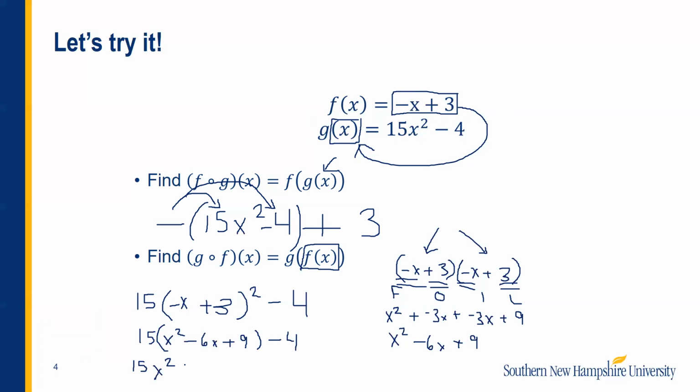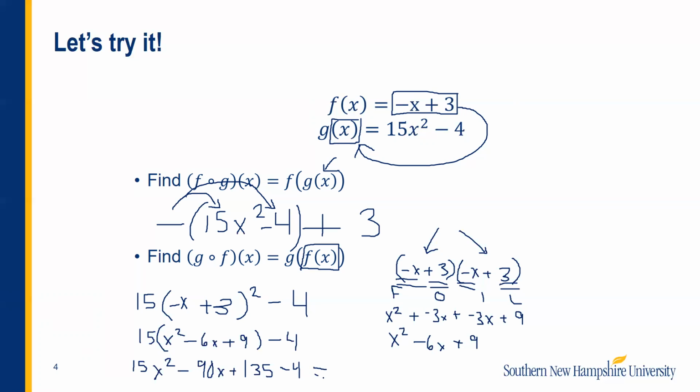Take a second and check out what that would be. 15 times a negative 6, and double check your negatives there. And you should get a negative 90x. And lastly, we'll need to take 9 times 15, and notice that that one's positive, 15 times 9. And that's going to be 135. And we cannot forget our minus 4. I promise you, you're almost there.